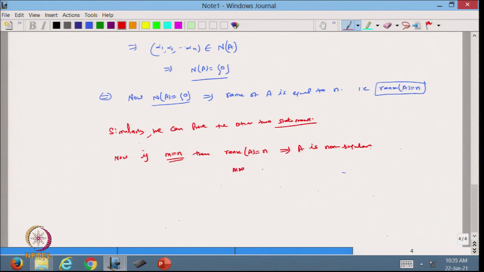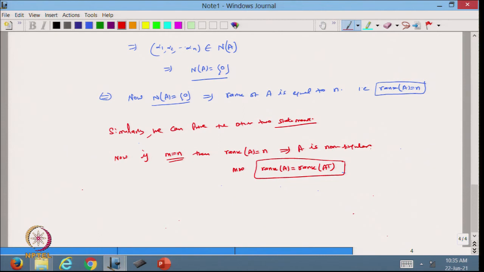Also, the rank of A is equal to the rank of A transpose. That we already know, because if we take the matrix A, find the rank, then take the transpose of that matrix and again find the rank, they will be the same. The rank of a matrix and its transpose are always the same. So, we are using these things.